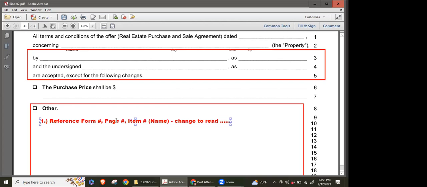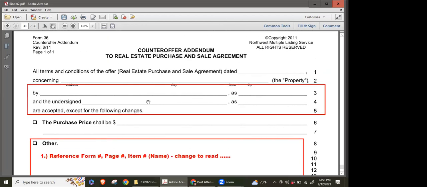You start this right here, and you do this: counteroffer addendum takes precedent or supersedes any conflict or ambiguity in the original purchase and sale agreement. And if you respond, remember now it's a brand new Form 36, and you respond to all of the above that I just said, and seller counteroffer. So that means that your counteroffer from a buyer to a seller, then your buyers would be on line 4, and you're sending it back to the sellers who would be on line 3.